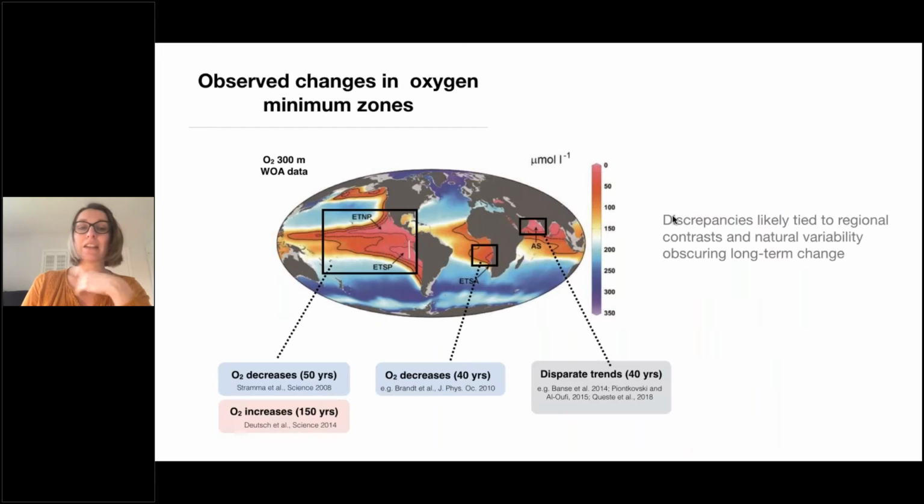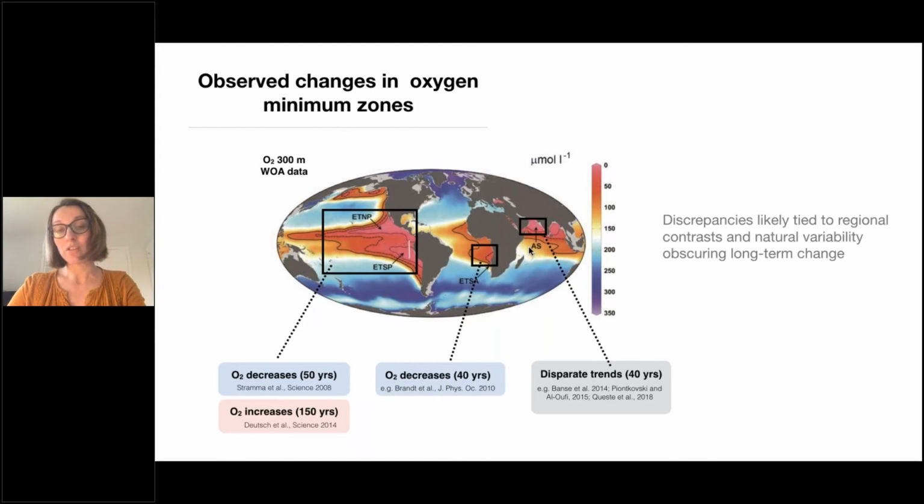Now, are they expanding or not? And so here I show a few studies, I compiled a few studies looking at those different oxygen minimum zones. And you see, for example, in the Atlantic, observations show a consistent decline in oxygen levels in that oxygen minimum zone. In the Pacific, however, for the past 50 years, the oxygen levels have decreased in some places, but other studies indicate that it might be a shorter term response, and on longer, century timescale, there are indications that it might actually expand.